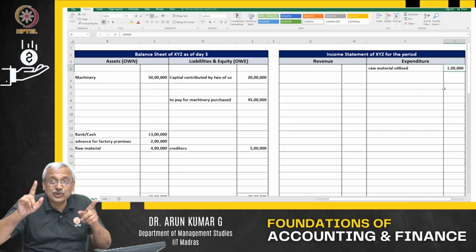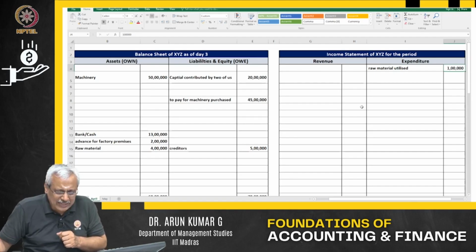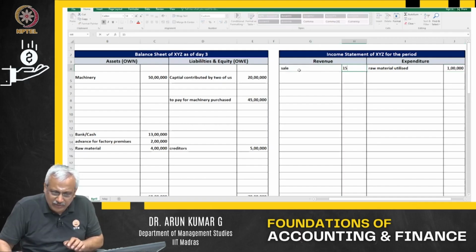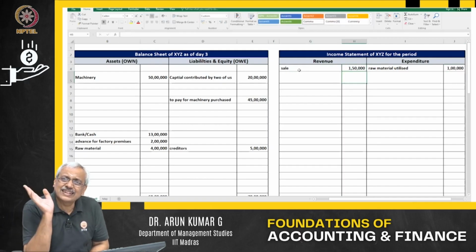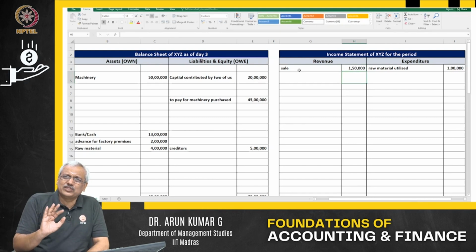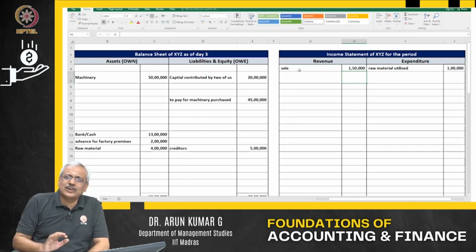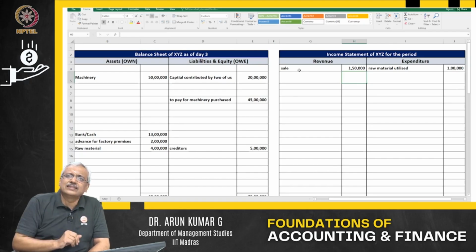What has happened? The accrual concept now. Revenue has accrued. As the revenue accrued, yes, I have made a sale. My sale is worth about 1.5 lakhs. My sale has taken place. Ownership of the finished goods is not with me, it has transferred. Once it has transferred, what has happened? The sale has occurred, the revenue has occurred.